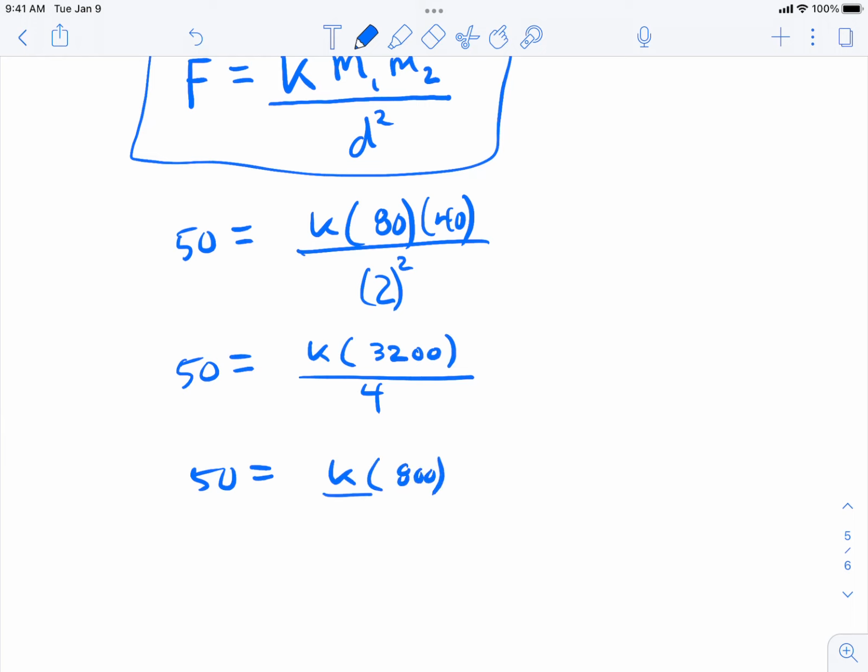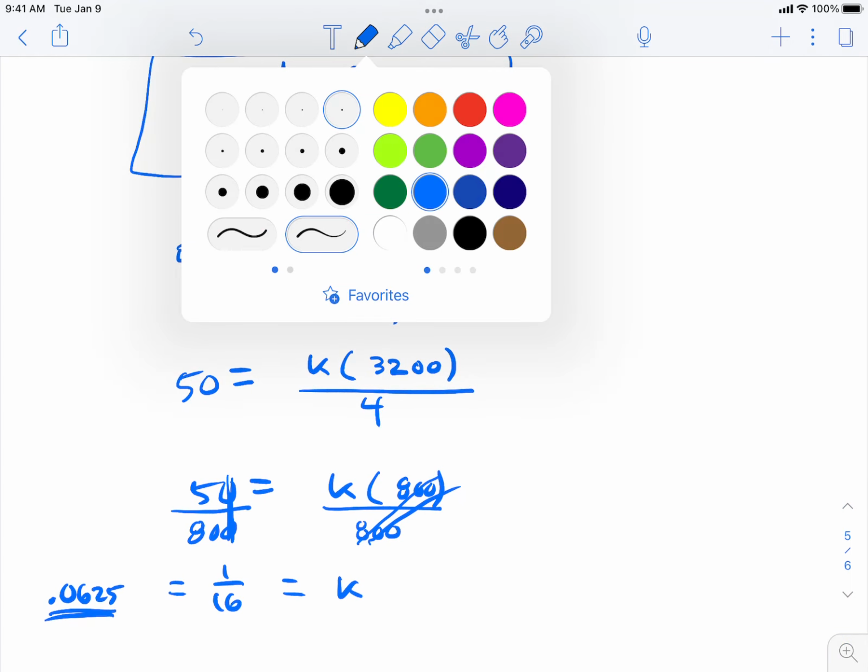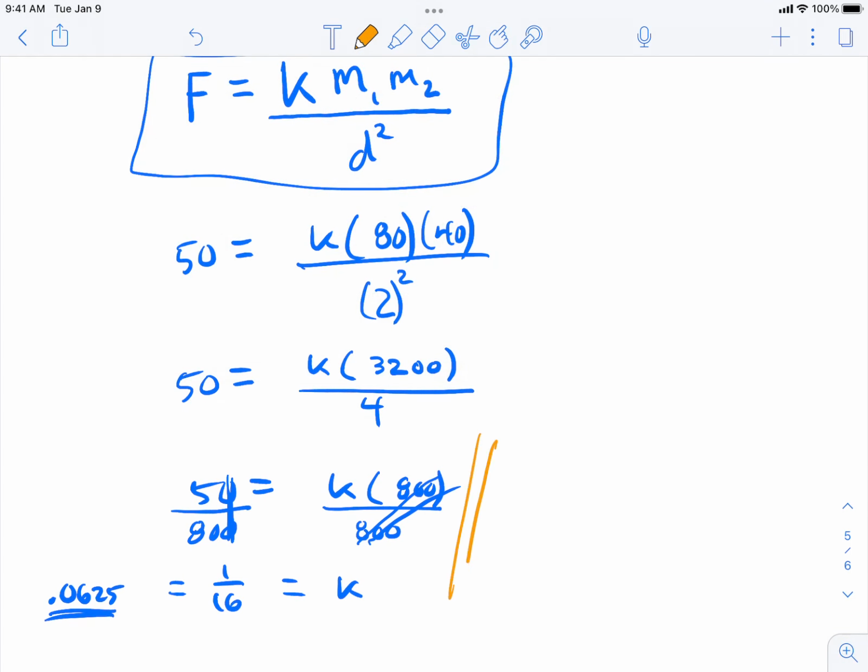So you just kind of do one step at a time, and the exact path that you take might be different from the exact path that I take. Doesn't matter. As long as we do legal moves every step, we'll be fine. 50 over 800, what's that? Well, I can cancel some 10s right there. 5 over 80 will reduce to 1/16th. Or if you want, we can get all decimally about it. 0.0625.